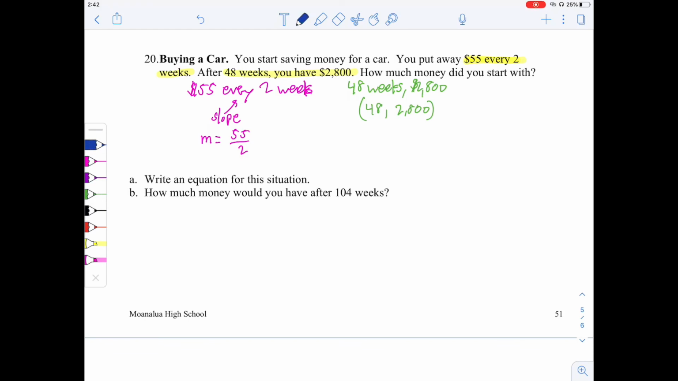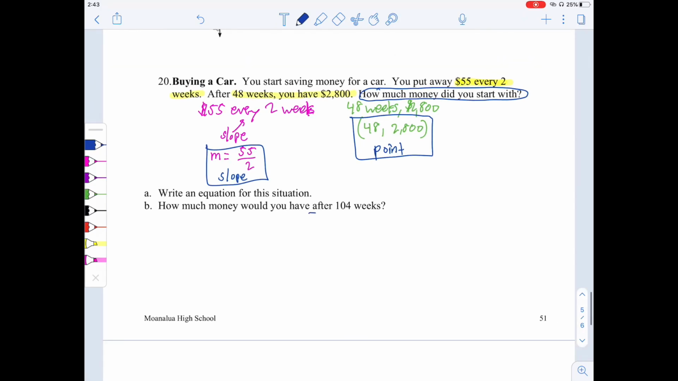So we're given a slope and we're given a point. We do the same thing: given a slope and a point, we can always find the equation. We can always find the b, which is your initial value. It asks how much money you started with, which is asking for your initial value, or your y-intercept. And then once you find your equation, use it with 104 weeks to solve how much money you have.